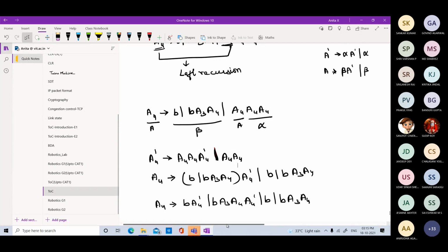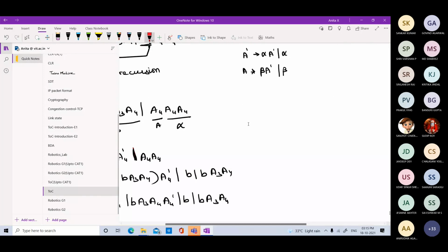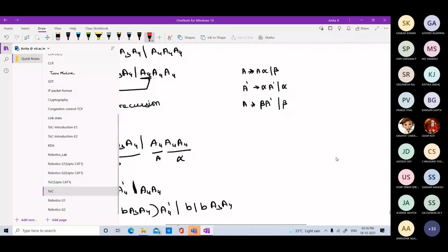Okay. We can see one more example for left recursion, which is not related to this example. We can take only one more example, and then we can further move on with the Greibach normal form. Just one example, but this is for left recursion alone, not with Greibach. So let me take this one.